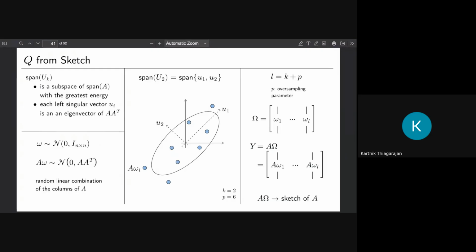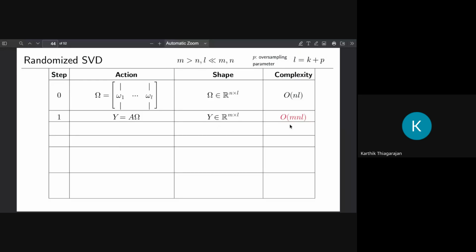Step 1 is get the sketch, and this is the most time consuming step, right? So O of MNL. And once you do that, the rest of it follows. You orthonormalize the columns of Y to get Q, using QR or the Gram-Schmidt process. QR decomposition will give you Q and R. You want only Q, the orthonormal basis for the column space of Y.